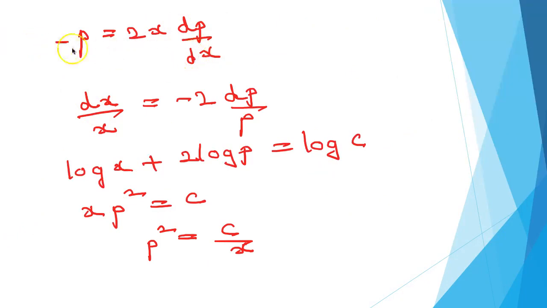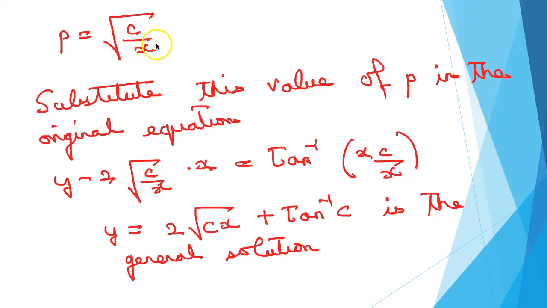Now can we do variable separables? Yes. So dx/x equals minus 2 dp/p. Integrating, you get log x equals minus 2 log p plus log c. Now what happens here? Log a plus log b is log of a into b. So xp² equals c, or p² is c/x. And now p is root of c/x.